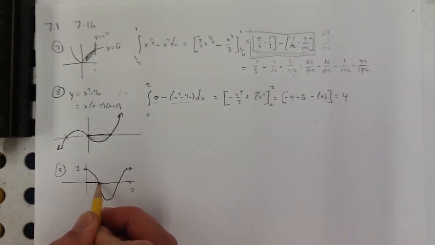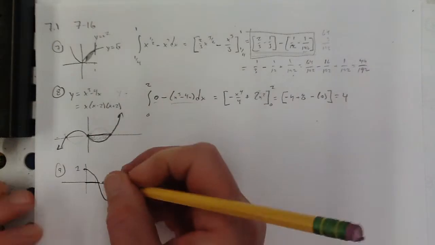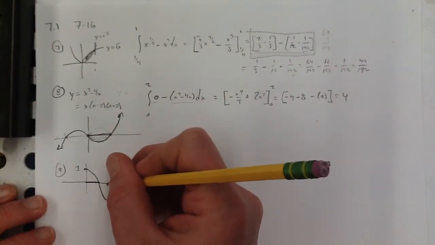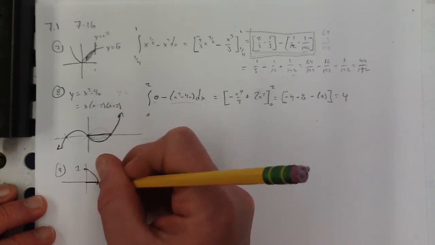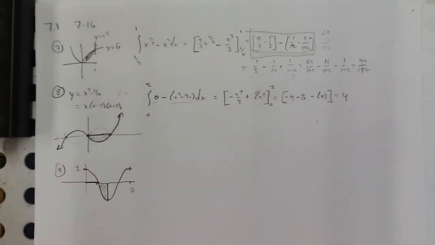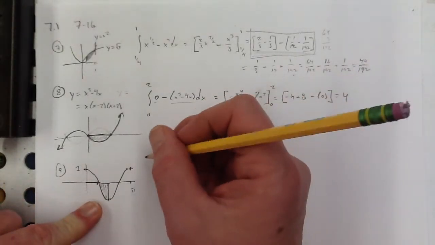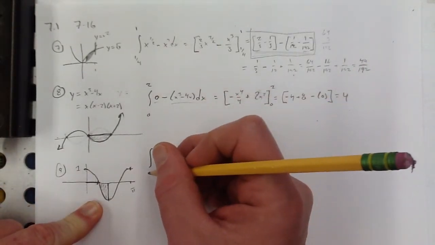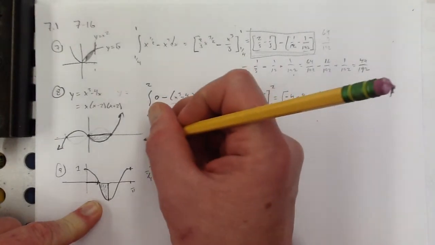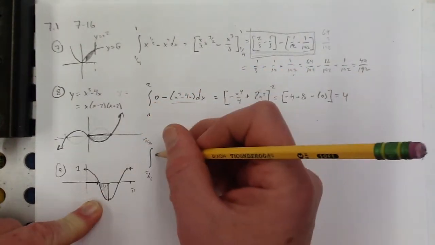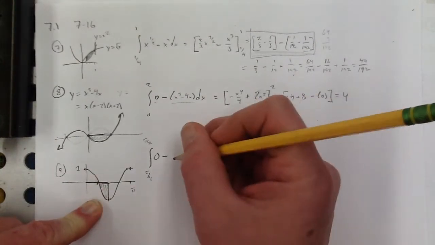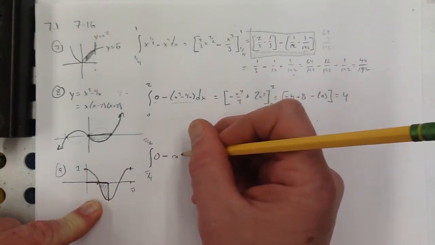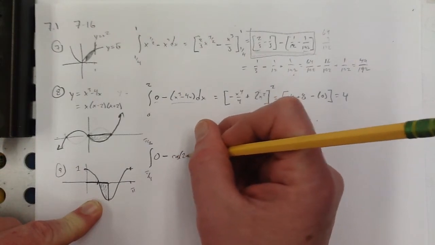And we want to go from pi over 4 to pi over 2. So this is pi over 2 here, and this would be pi over 4. So we're just looking at that right there. Okay, so let's take the integral from pi over 4 to pi over 2 of the top minus, because that's just the axis on top, minus the bottom, cosine 2x.